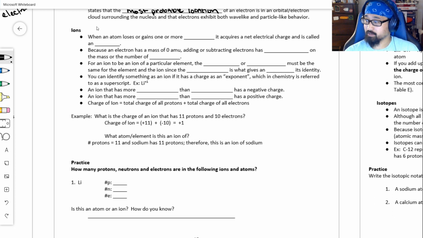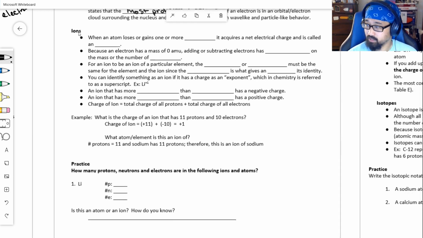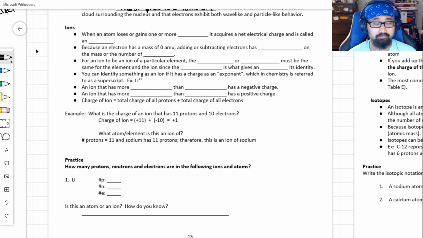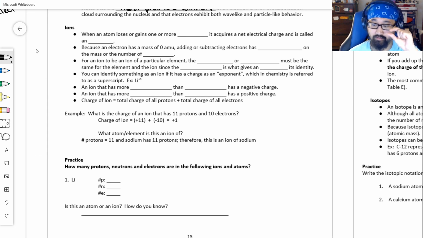And our next topic here is ions. And ions are a bit different from atoms, obviously. They have to be different. They have a different name. So the deal with ions is that they are this much different from an atom. But being this much different from an atom is just enough to give you a new name.